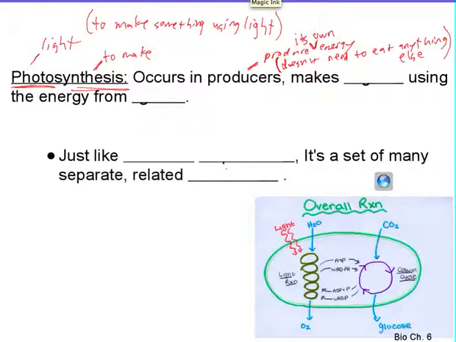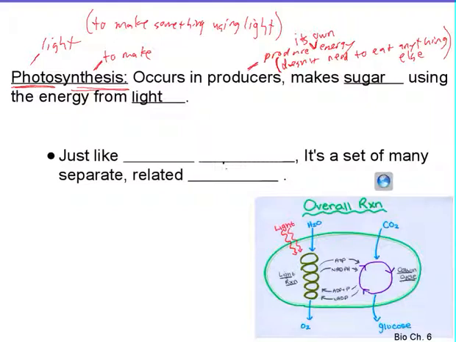So, these producers make what? Sugar. Sugar, using the energy from light. Now, does it have to be sunlight? No. It could be a flashlight. Yeah, it could. A lot of the times it is a room. If it's not sunlight, a lot of the times it's in a big room with a bunch of lights. Like this room. Yeah, except this room isn't brightly lit. But all right, so they get their energy from light.